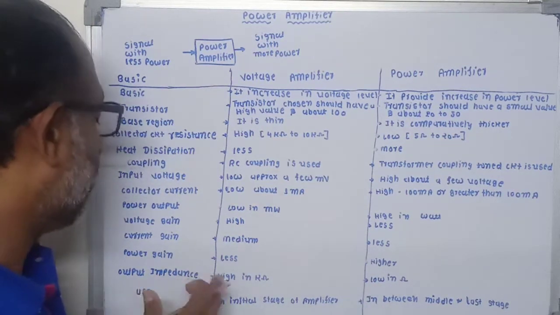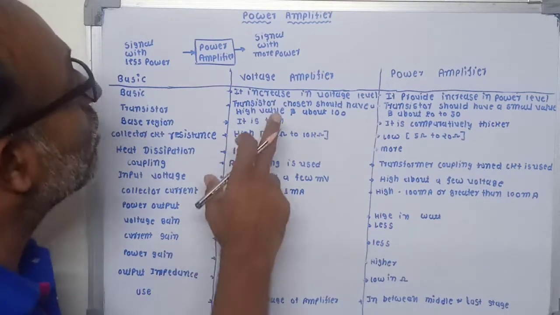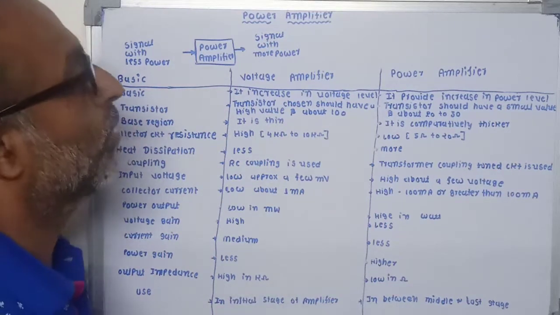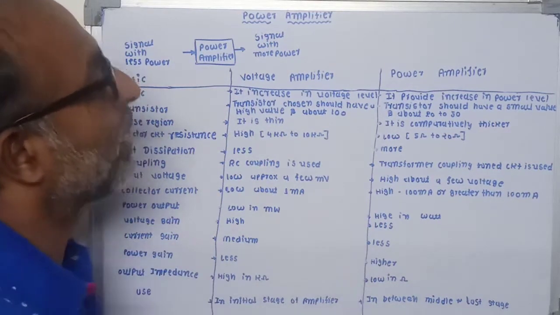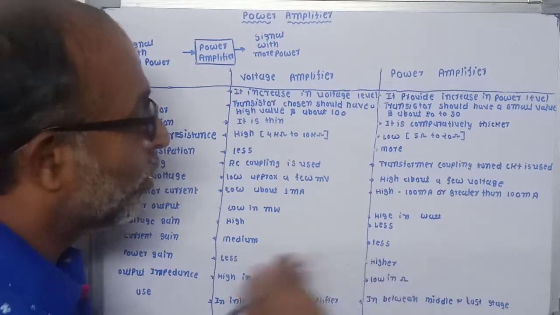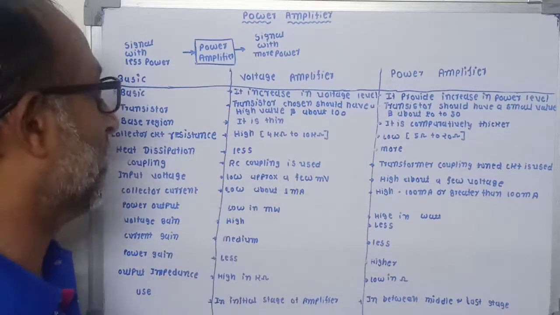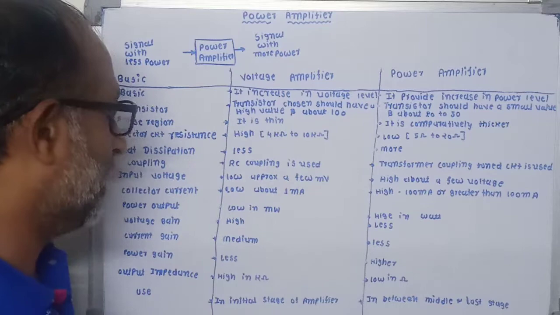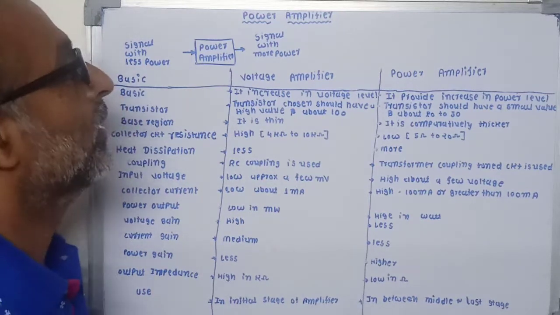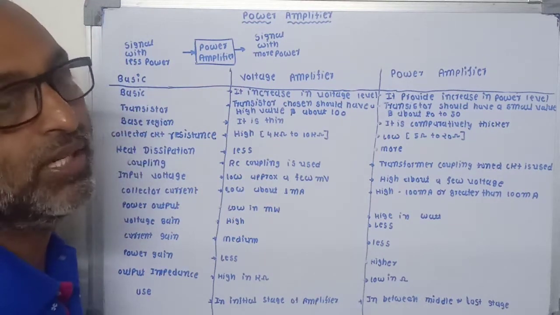Now the output impedance of these amplifiers. The output impedance of a voltage amplifier is high, in kilo ohm, while in a power amplifier it is low, in ohm. Now, what are the uses of these amplifiers? A voltage amplifier is used in the initial stage of the amplifier. A power amplifier is used in the middle and last stage of the circuit.